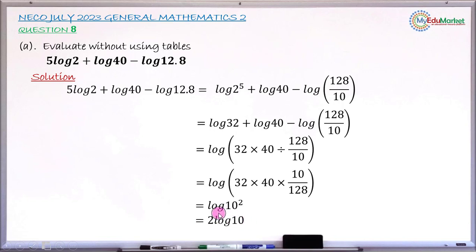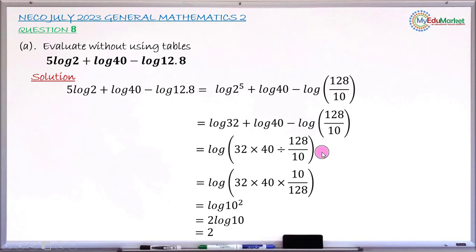And 2 log 10, remember the base we said if it is missing is base 10. So this is 2 log to base 10 of 10. And the log to base 10 of 10 simply gives you 1, and times this 2 gives you 2. So finally, you have 2 as the final value. So this is the value of this expression.